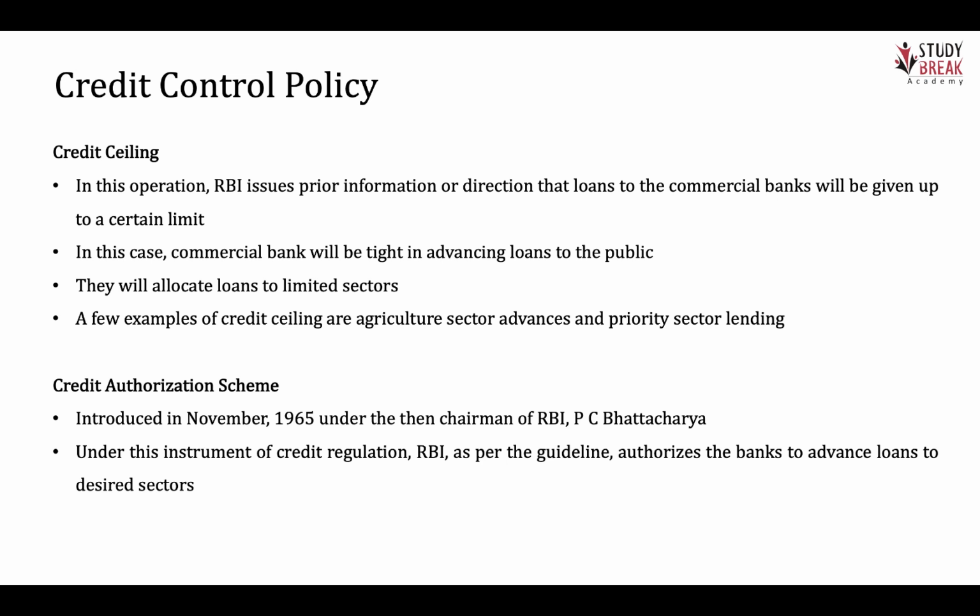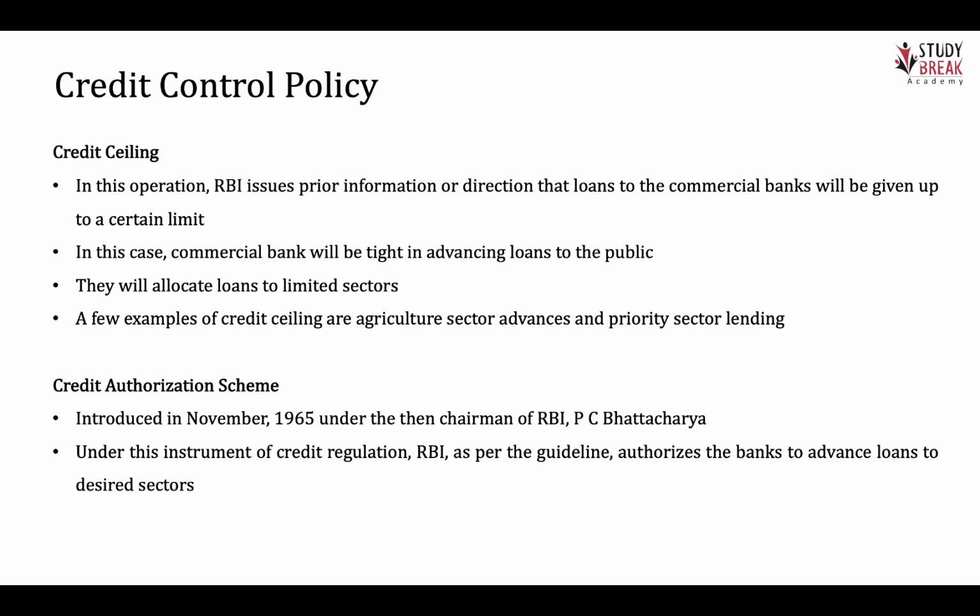In this case, commercial banks will be tight in advancing loans, isn't it? They will not be able to advance loans very easily. See, for example, if you take cigarettes or alcohol, then they will sell at a very high rate and the loan will come back very easily. But when it comes to agriculture, sadly, that's not the situation. So banks will always have this tendency to lend to those organizations or industries which bring back quick returns. RBI controls this through this facility.